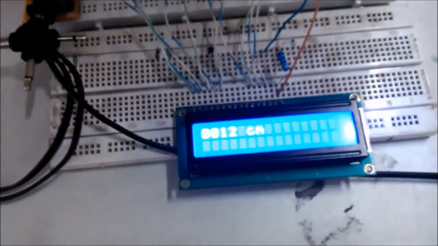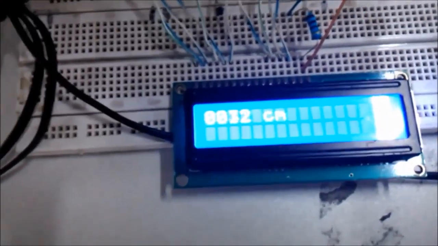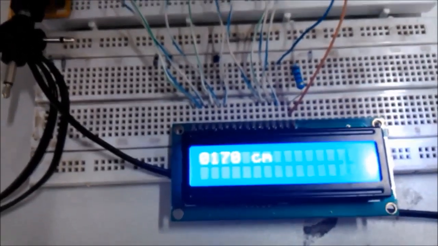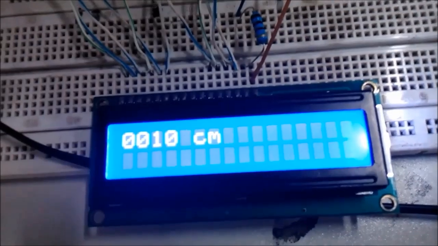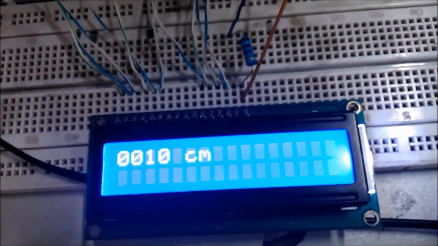Now for the measurement technique with a solid object, at first I'm going to display the actual distance on a ruler. As you can see, the distance reads 10 cm on the ruler. Now when I place the object right at the 10 cm mark, okay, it took me some time to adjust the scale correctly, and now you can see the sensor reads exactly 10 cm.